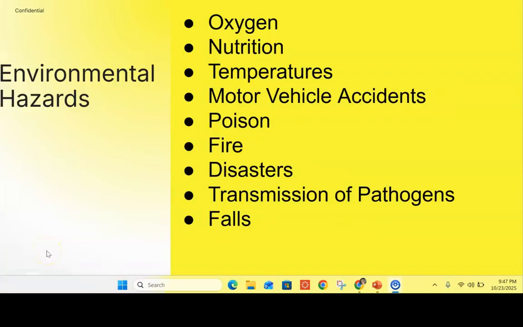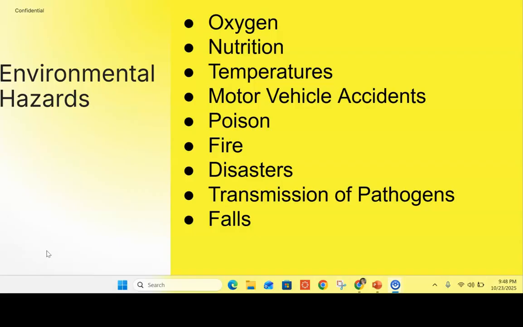So what is safety in the environment? Environmental hazards include things such as oxygen, nutrition, temperature, motor vehicle accidents, poison, fire, disasters, transmission of pathogens, and falls.